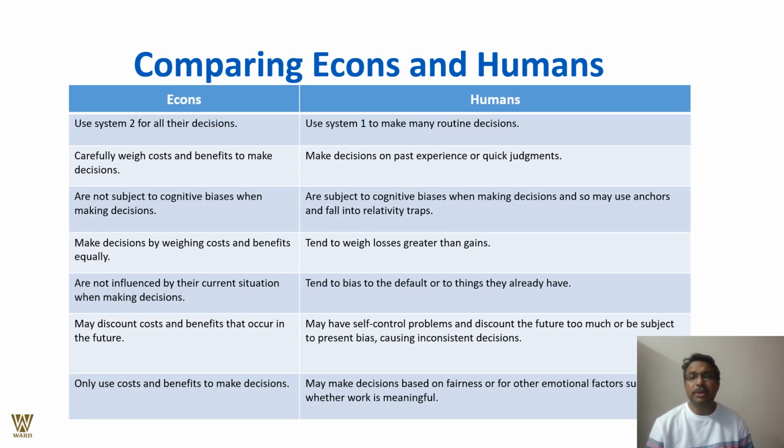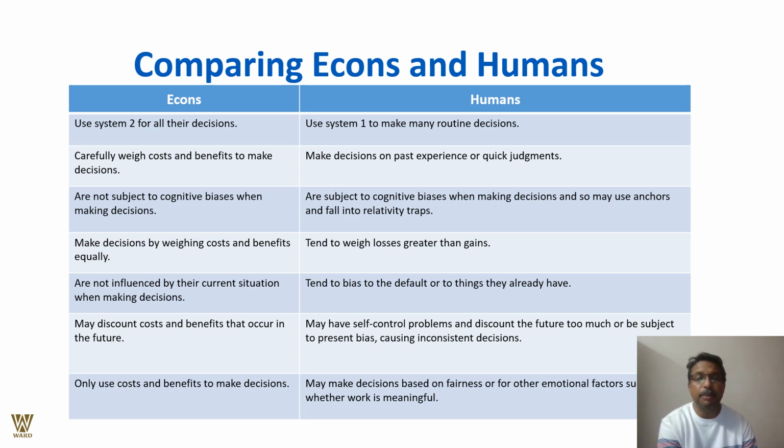So, comparing economists and human beings: economists use System 2 for all decisions, the economist's brain, whereas humans will always use System 1 to make routine decisions. Economists would carefully weigh the costs and benefits to make a decision, whereas many decisions are made on quick judgment or even on past experiences. Economists are not subject to cognitive biases when making decisions. Humans are subject to cognitive biases when making decisions. So many of them are anchored and fall into the relativity trap.